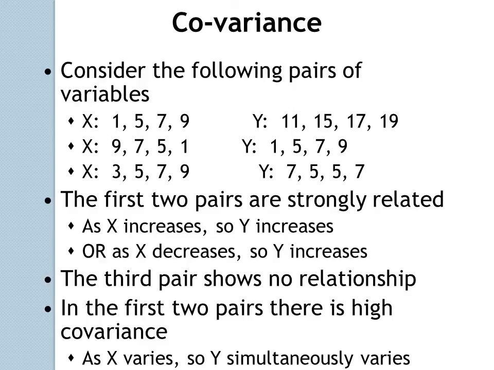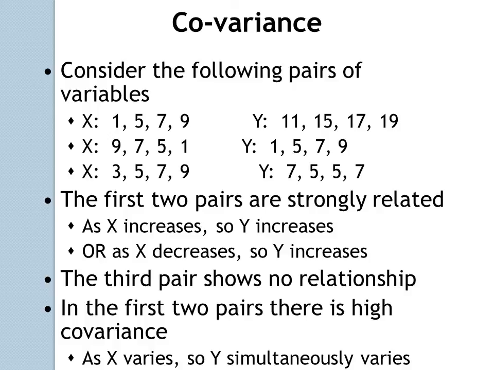With the first set of data, as the x variable is increasing from 1 to 5 to 7 to 9, the y variable also increased from 11 to 15 to 17 to 19. So there is a relationship, there is covariance, and in this case it's positive covariance because the variables are moving in the same direction. With the second set, what is the x variable doing?